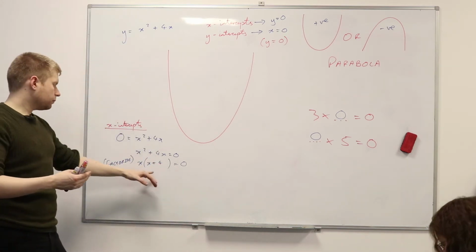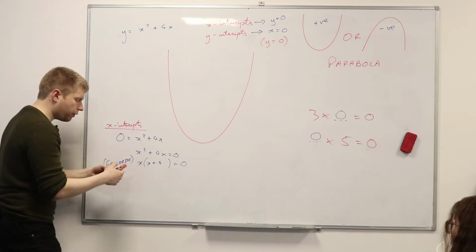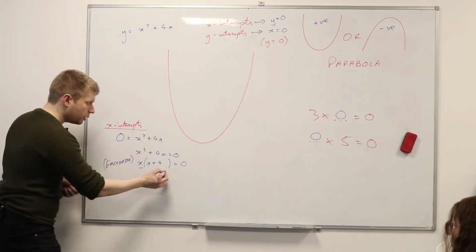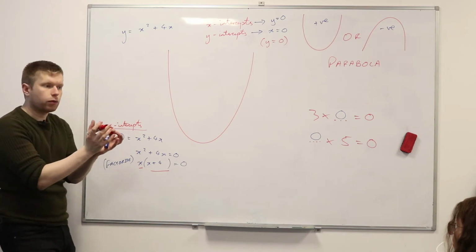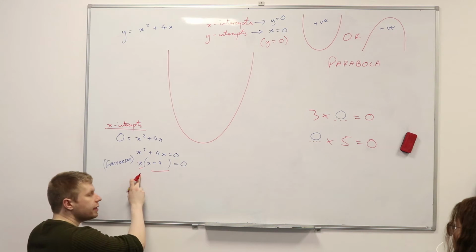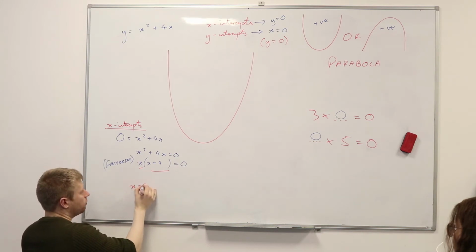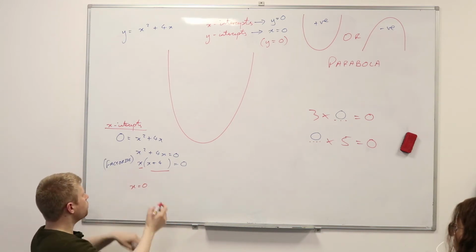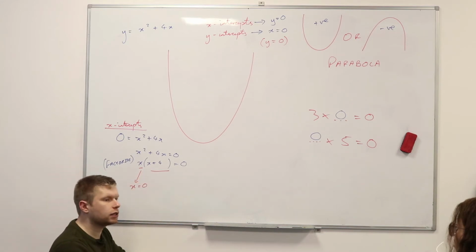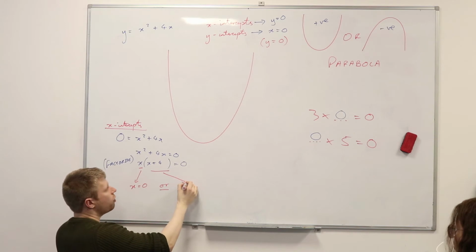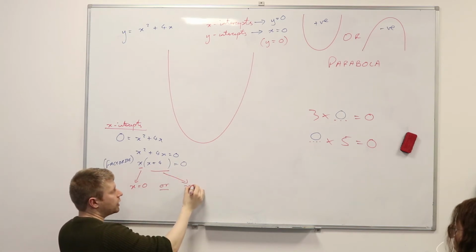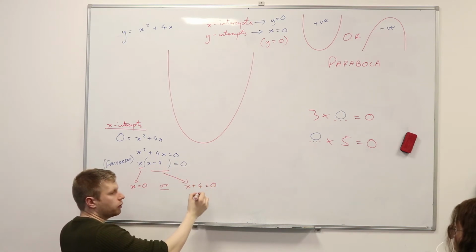So I've got x times x plus 4. You happy? Here are my two factors. I've got something times something. And the product, times them together, makes 0. Yeah? So either this thing has to be 0. I don't know which one is 0, so either this one has to be 0. So the x has to be 0. Or this thing has to be 0. So x plus 4 has to be 0.